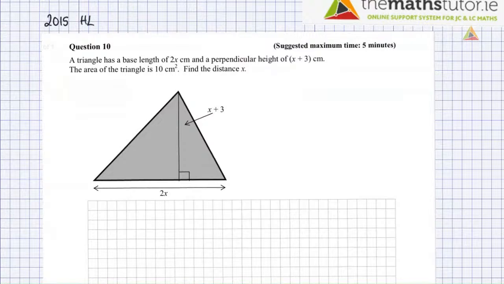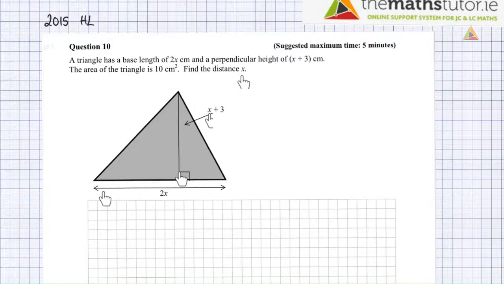Now with this one, you have to use your knowledge of area and volume in order to solve the question. So a triangle has a base of length 2x centimetres. So this is the base here, it's 2x centimetres. And they're telling you that the perpendicular height is x plus 3. So the perpendicular height here is x plus 3. And they're telling you that the total area of the triangle is 10 centimetres cubed. What they want you to find is the distance x, so they want you to get a value for x.